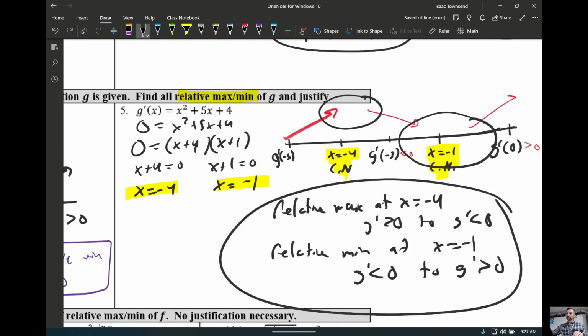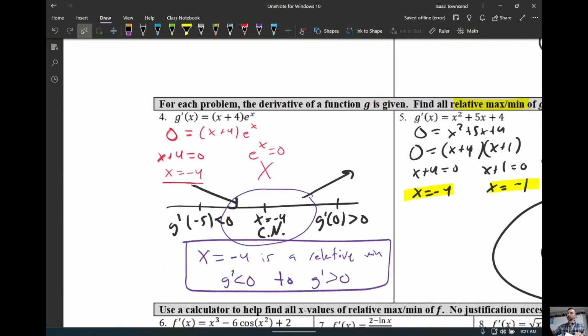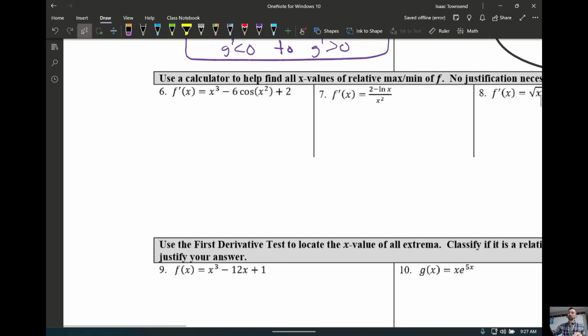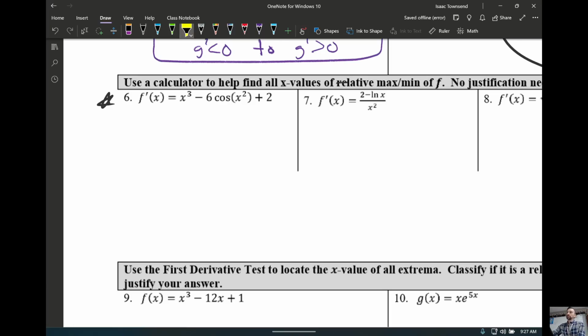Okay, the next question we need a calculator for. I don't want you to get up and get a calculator. I'll just go ahead and put this one on the board, and then I'll give you a few minutes to get up and get a calculator if you need it for 7 and 8, which are the same type. So this one says, do the same old stuff, find the relative maxes and mins, but instead of doing it by hand, use a calculator to help you.